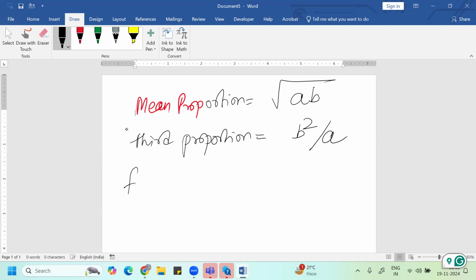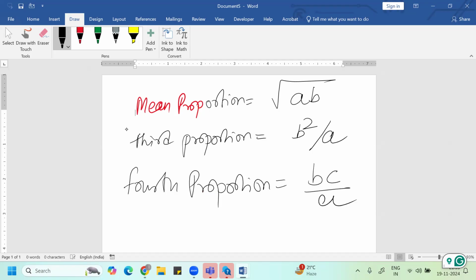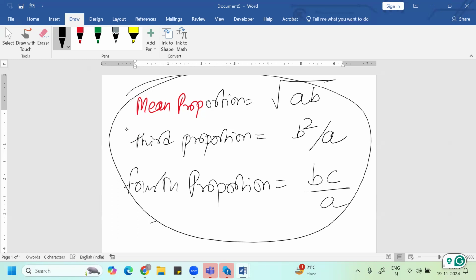If they ask you about fourth proportion, remember the formula. Fourth proportion means BC by A, since A by B is equal to C by D. So BC by A, remember the formula. What is A, B, and C? I hope you understand. Just remember this, guys. 100% in your exam, you will get a question.